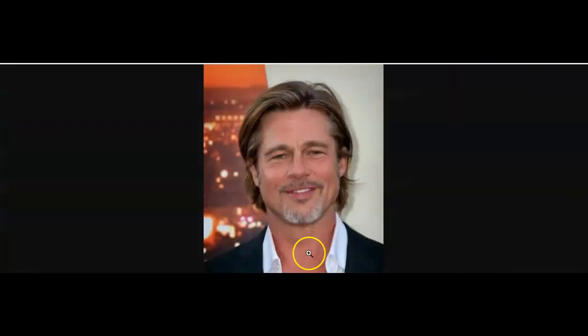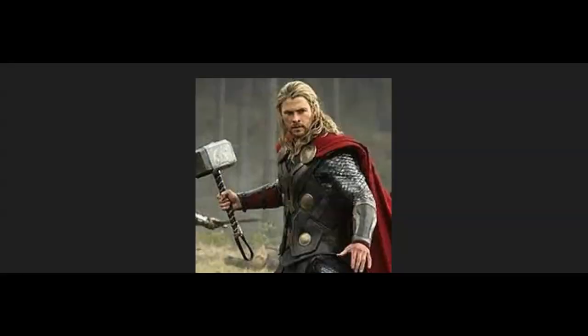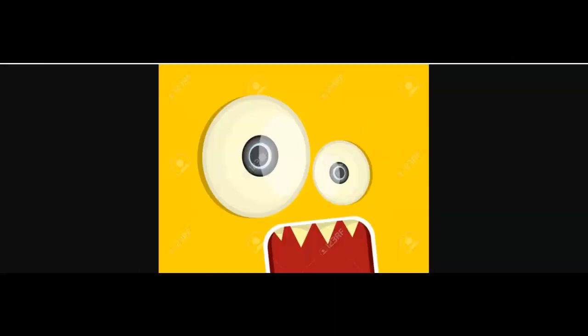Well, wait a minute. That's not me. That's Brad Pitt, who is an actor in Hollywood. Hold on. Let me fix this. This is the wrong picture. I'm going to try another one. Nope, definitely not me. This is Thor. I have a hammer, but not like his. Hold on. Let me fix this. Wait a minute. That's not me. Let me count the teeth here. 1, 2, 3, 4. Okay, definitely not me.